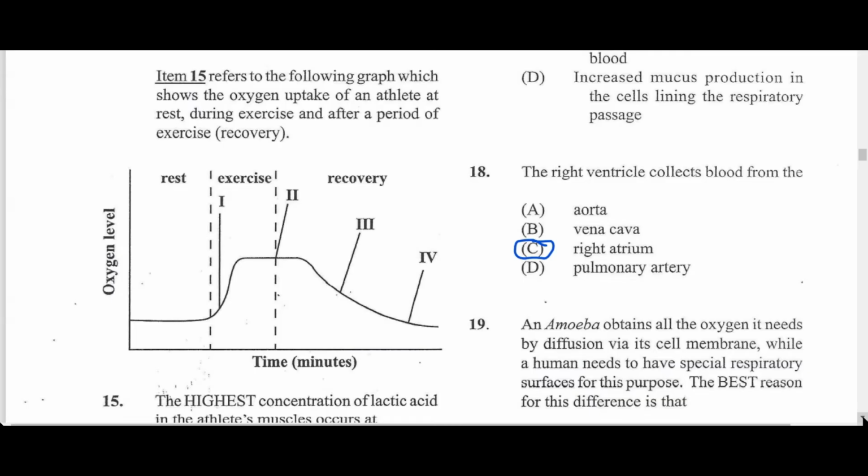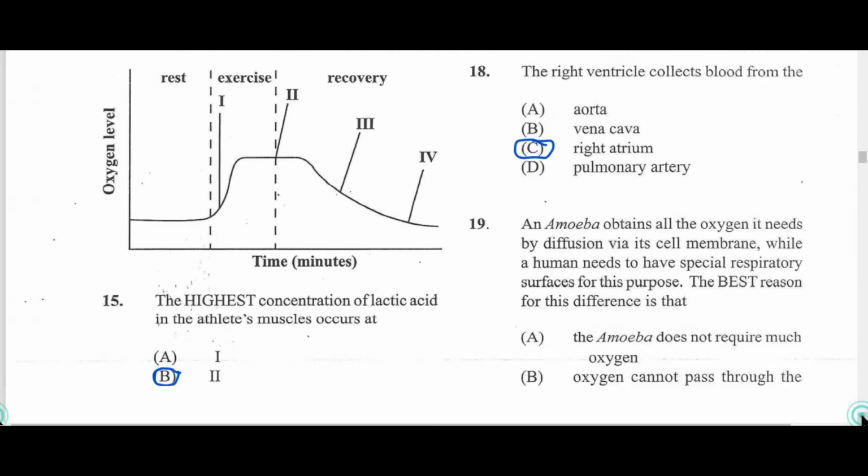18, the right ventricle collects blood from the, be careful here, it's the right ventricle, so you want to make sure that you remember the parts of the heart. The right ventricle is of course connected to the right atrium. So please don't make the mistake to say that your answer is going to be vena cava. Of course, it's going to be C, the right atrium. And we move on down to question number 19.